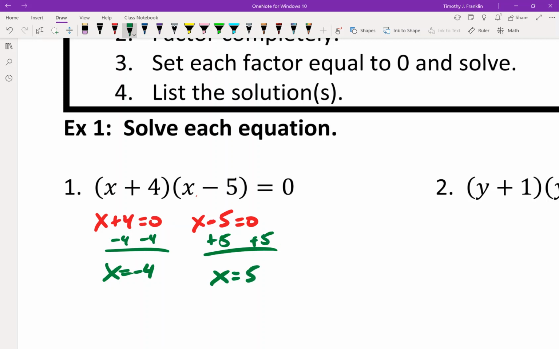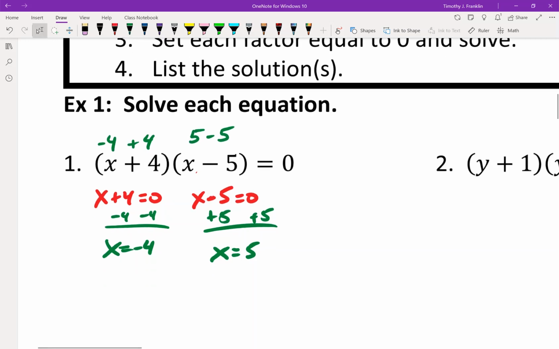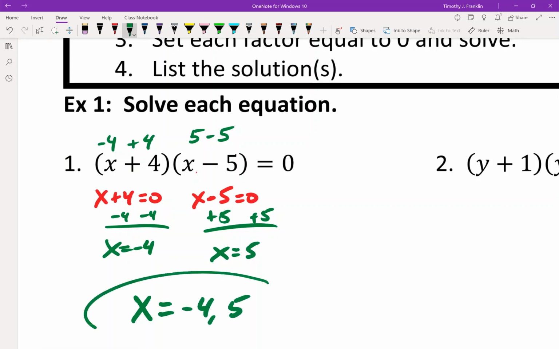And you can just look at that original factored form and know that, okay, if I have negative 4 plus 4, that's going to be 0. Or if I have 5 minus 5, that's also going to be 0. So you can kind of do that mentally as well. Either way, the solutions are negative 4 and 5 for this problem. So especially when there's no leading coefficient, when it's just a 1x, it's just whatever the opposite of that number is.